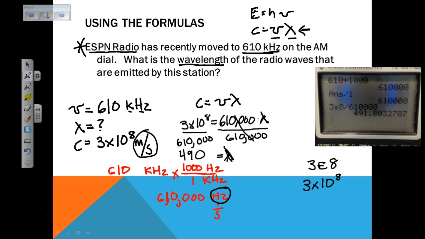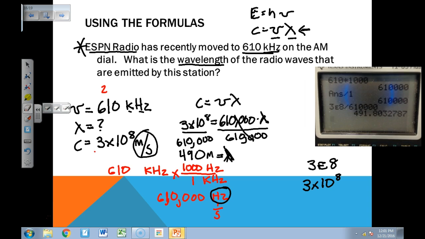490, because we have to worry about sig figs. This is a constant. A constant has infinite sig figs, and so our measured value is this guy, and this has 2, so our answer has to have 2. And now wavelength, what's the unit of wavelength? The unit of wavelength is meters.